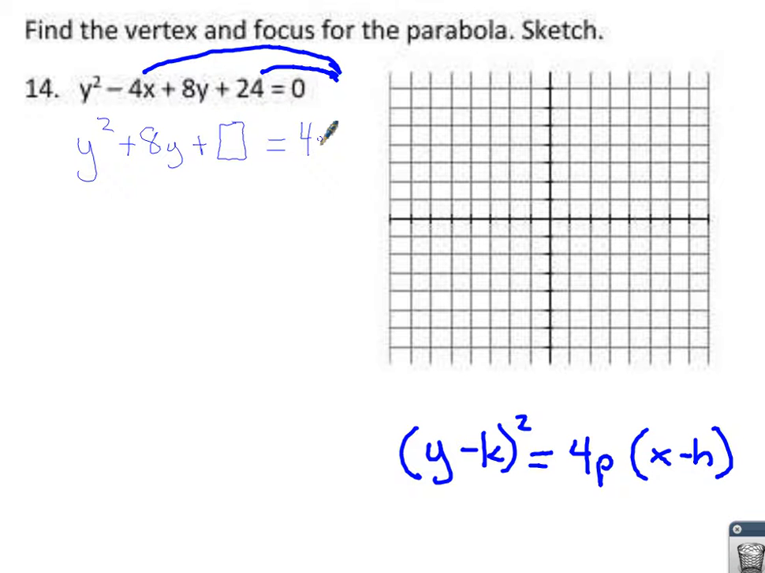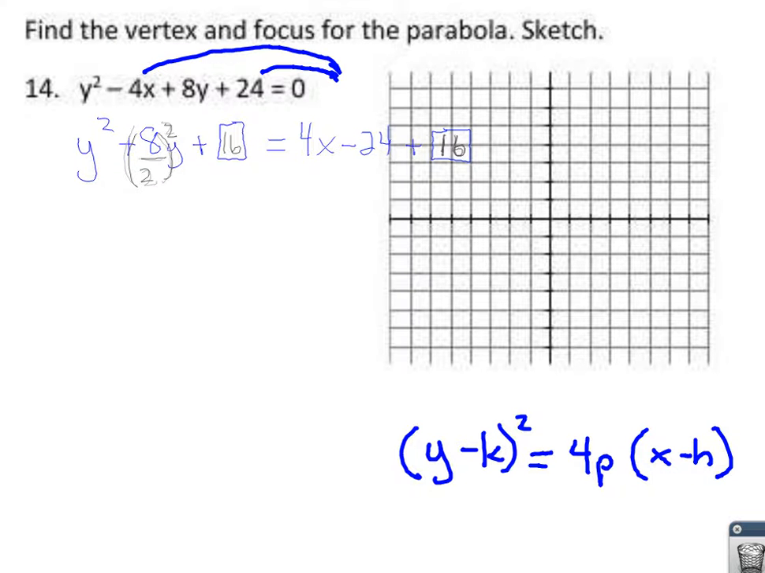Equals 4x minus 24 plus that same number from the other side. As long as we add both things to both sides, then our equation will stay balanced. So we take half of this middle term and we square it. So half of 8 is 4. 4 squared is 16. 16 is what I add to both sides. It's a 16.